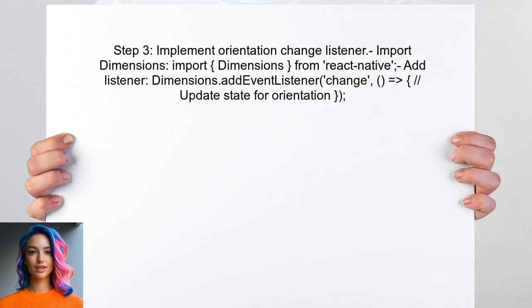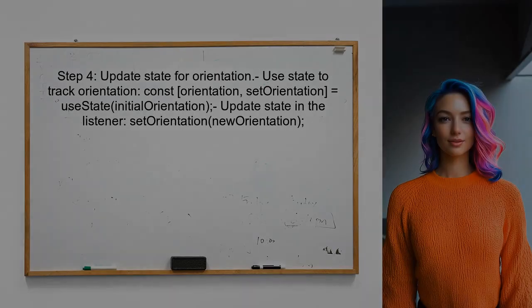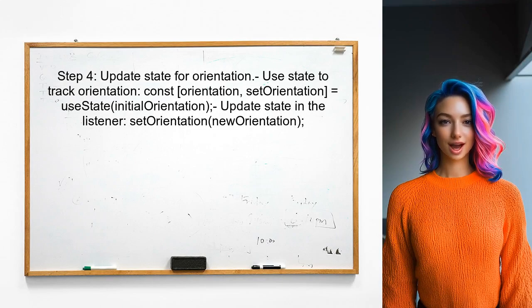Now, the user should implement a listener for orientation changes. This can be achieved using the Dimensions API from React Native. Finally, the user should ensure that the state is updated correctly to reflect the current orientation. This will allow the FlatList to adjust the number of columns dynamically.